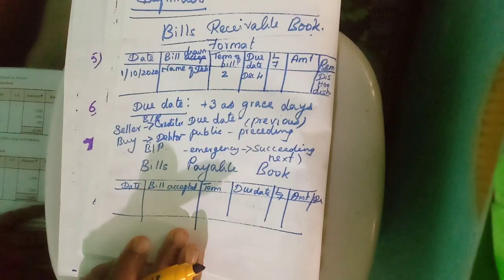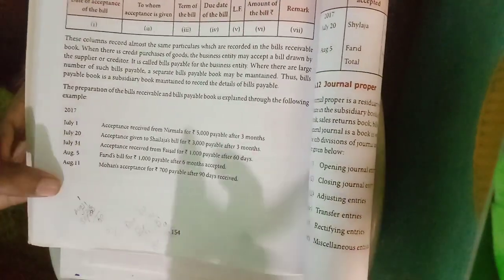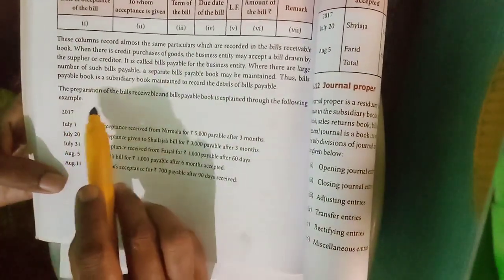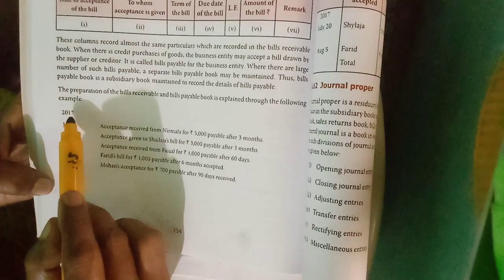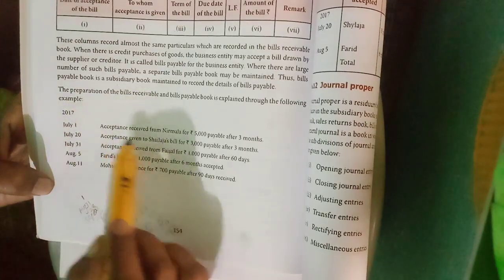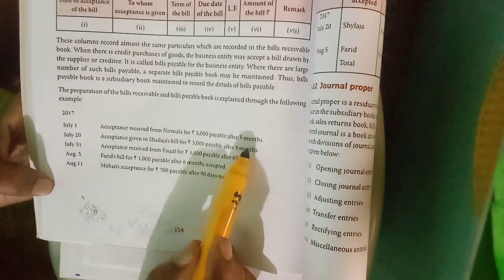Okay. Now we will see one illustration. Here they have not asked us to do any problem. Okay, only the illustration we need to see. The preparation of the bills receivable and bills payable is explained through the following example. 2017, July 1, acceptance received from Nirmala, 5,000 payable after 3 months.